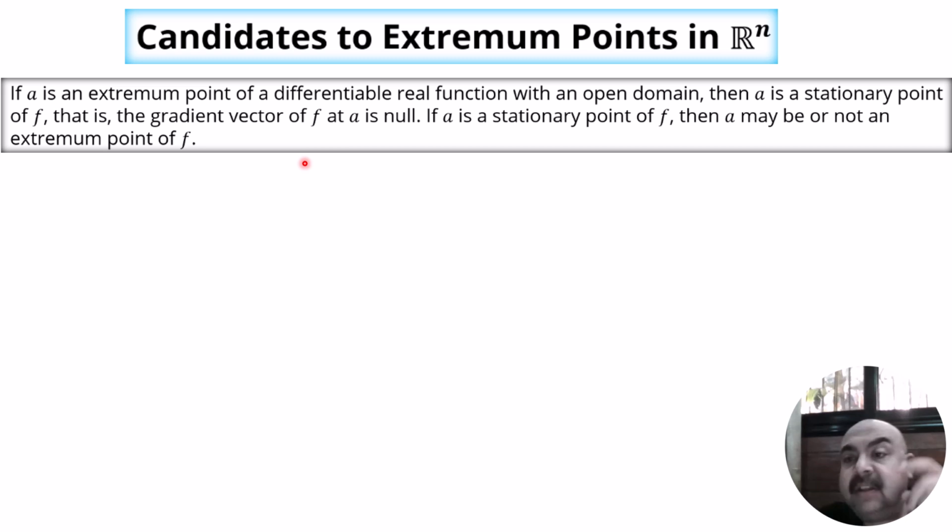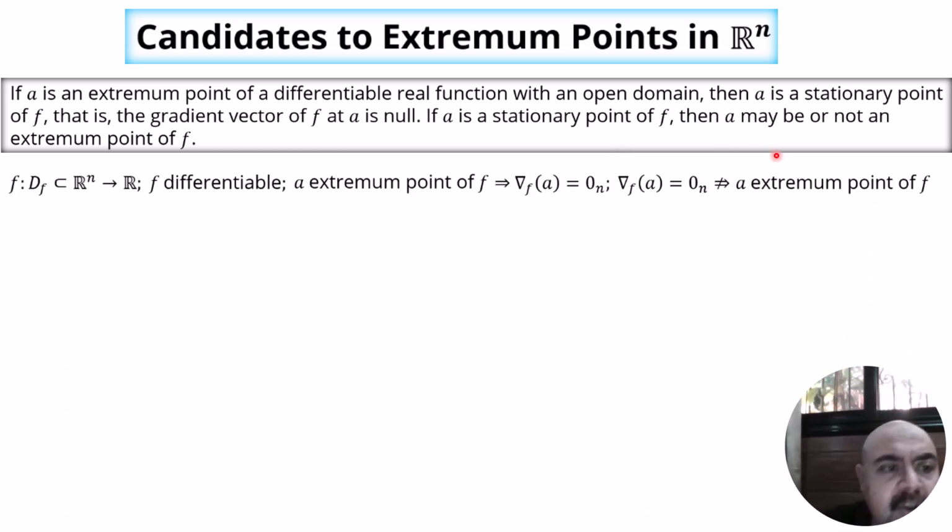That's the gradient vector of f at A is null, and that's the first derivative. This is what I did before: I take any function, get the first derivative, set the first derivative equal to zero, and get the critical point, either from one equation or from a system of equations, as we will see. If A is a stationary point of f, then A may or may not be an extremum point. Okay, let's do the check. Here the description of the general situation is given.